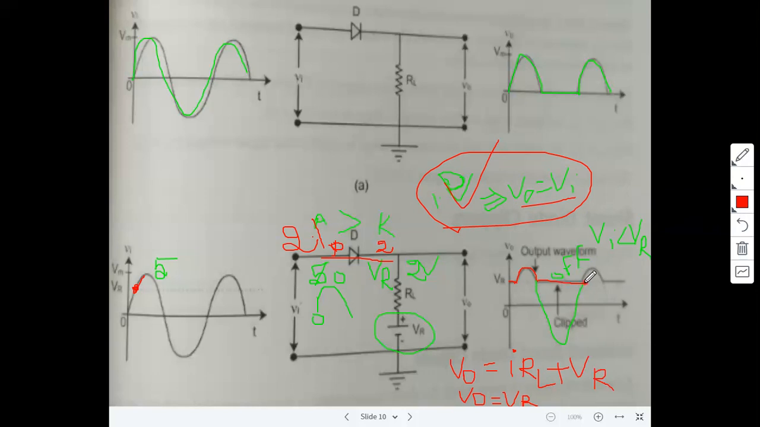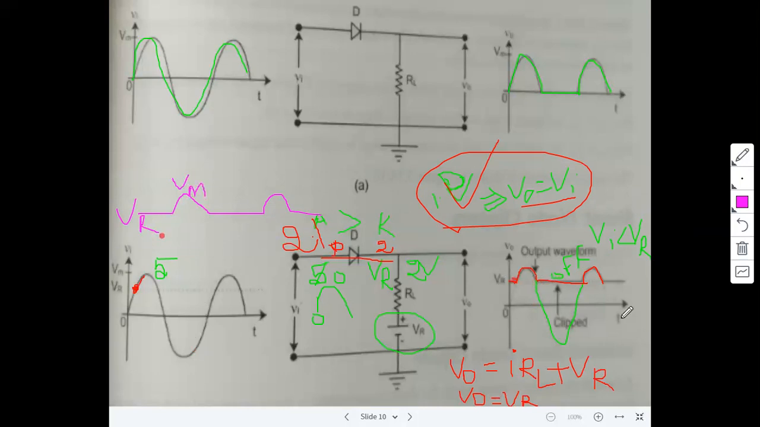Now again, when the input is greater than the reference voltage, the diode is on and the output follows the input. Like this, the output contains such a type of waveform. What is the waveform here? This is Vr, then the output follows the input, and again Vr, the output follows the input. This is Vr, and the peak magnitude is Vm. So this is the output.